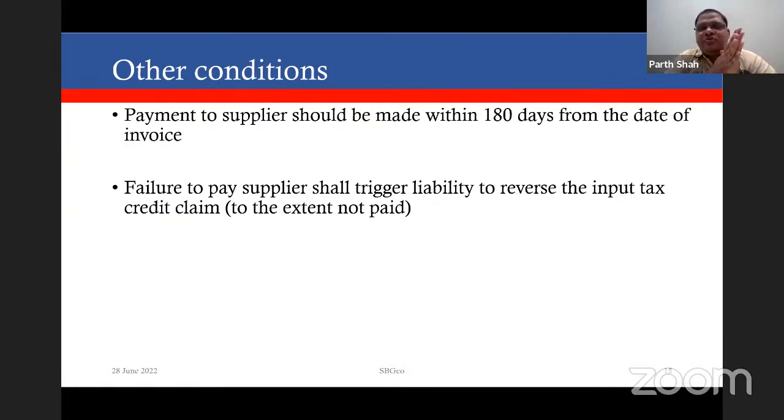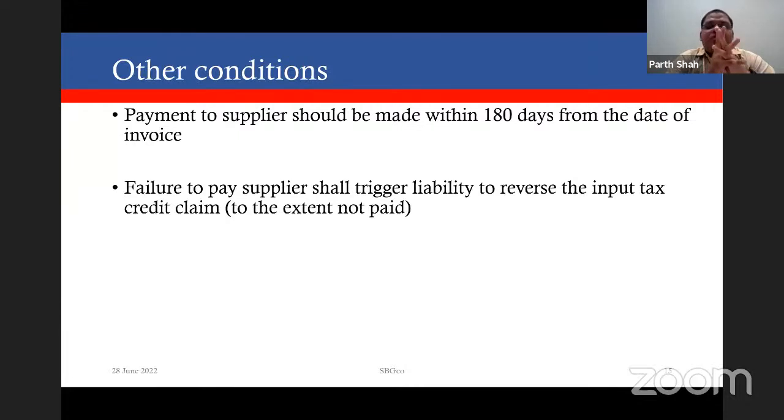So what does it mean? Let's say I have claimed a credit of 18 rupees from supplier A and I have not paid the entire consideration. Let's say 118 was the invoice value, I have paid him only 59 rupees and 59 rupees are pending. Then I have to do a reverse working on the unpaid amount of 59, determine the GST component and reverse that GST under the applicable head. It can be either CGST plus SGST or IGST, along with interest. There is a catch here. It has to be reversed along with interest.